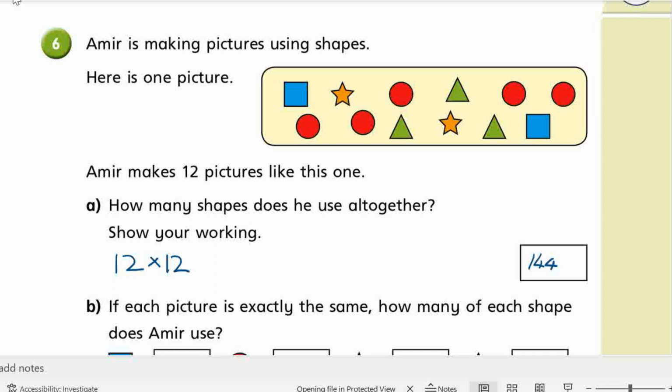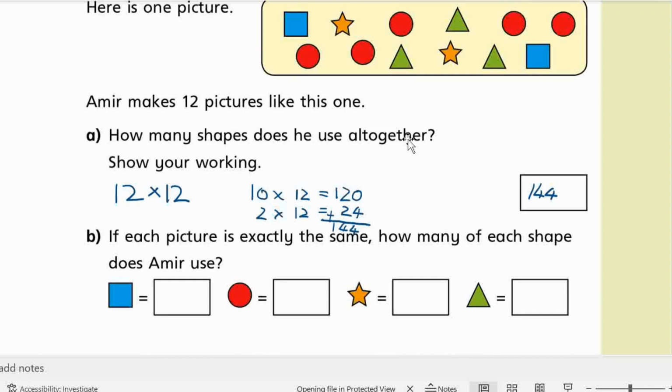144, right? If you're not sure, you can do 10 times 12 equals what? 10 times 12? 120. And then you can add 2 times 12, because obviously this makes 12. So 2 times 12, what does that give you? 24. And then if you add them, you get your 144. Okay, 144.